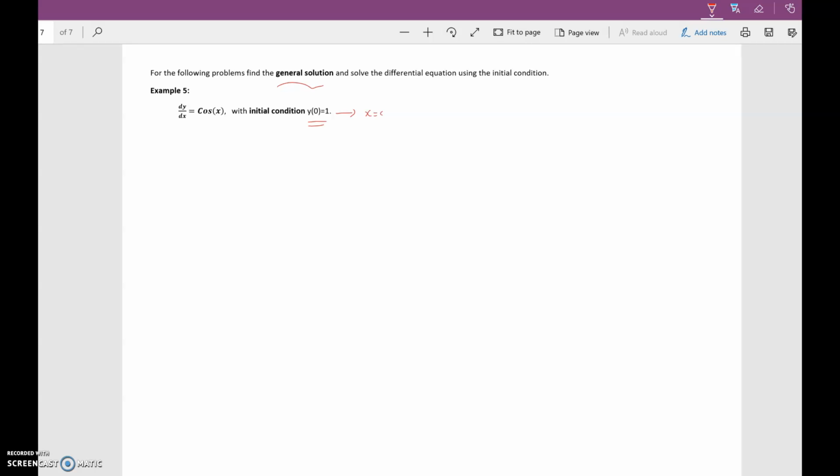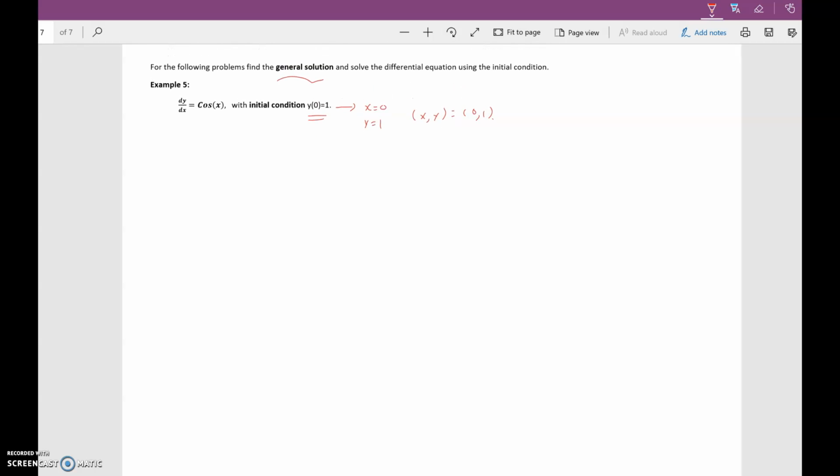Now remember that here, this one is saying x is equal to 0, y is equal to 1, or you technically have the coordinate point for this particular one as technically (0, 1). Now, let's first find the general solution.